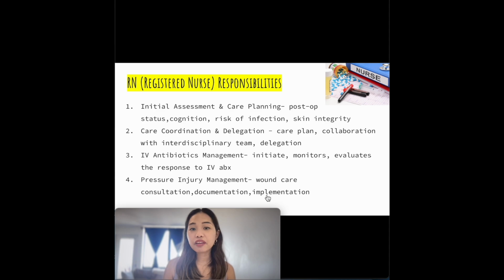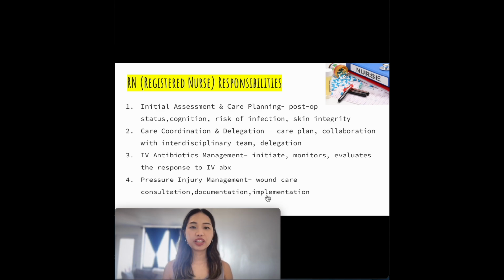Third would be IV antibiotics management. For the RN, if it's IV antibiotics, you're the one who needs to do it, as the LPN cannot do IV antibiotics. You're the one who's going to be administering the IV antibiotics. You need to initiate, you need to monitor, and you also have to evaluate the response to the IV antibiotics. Is it effective, right? So you need to do all that.